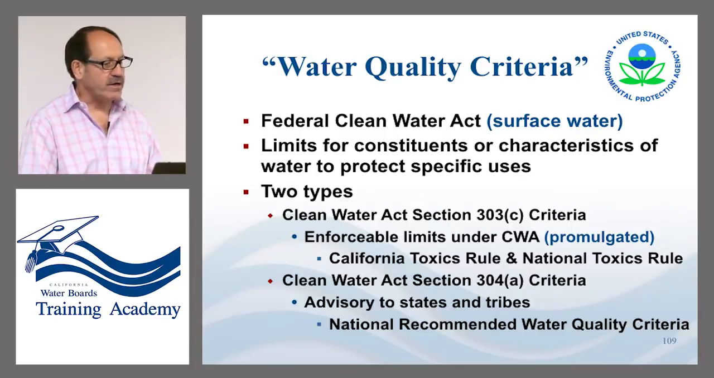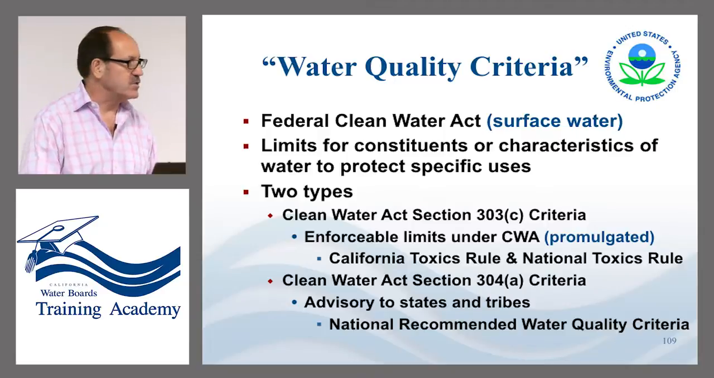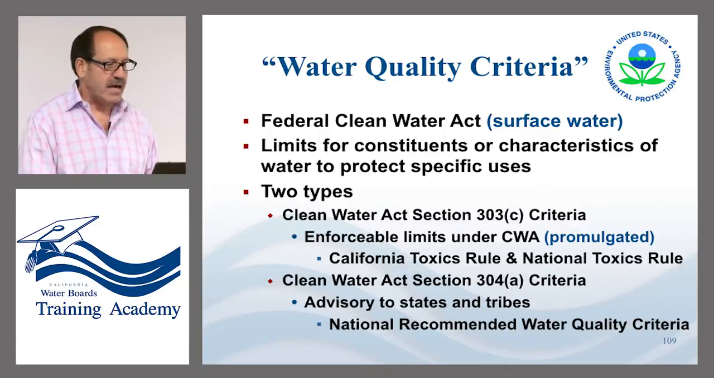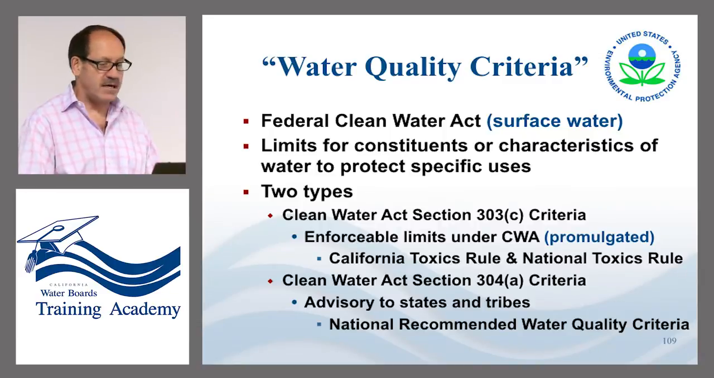Okay, water quality criteria. This is a Clean Water Act term. Limits for constituents or characteristics of water to protect specific uses, those designated uses. But there are two types, and this is where people often get confused. There are those criteria that are found in federal regulations from EPA that impose enforceable limits under the Clean Water Act on various surface water bodies. That comes from Section 303C of the Clean Water Act. And these are the California Toxics Rule and National Toxics Rule criteria.